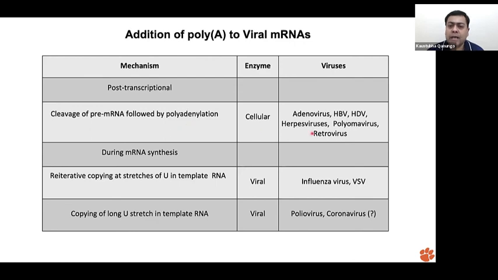That's what it is. So the enzyme is cellular poly-A polymerase and the associated enzymes, and you can see that many of these viruses that we are going to talk about, adenovirus, herpes virus, polyoma virus like SV40, including retroviruses, use the cellular machinery.